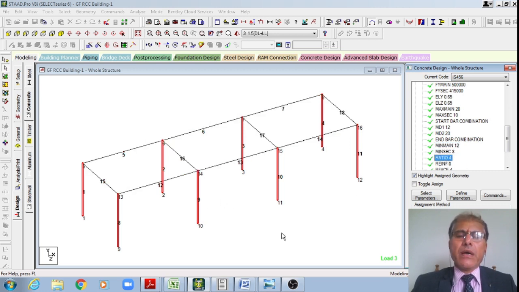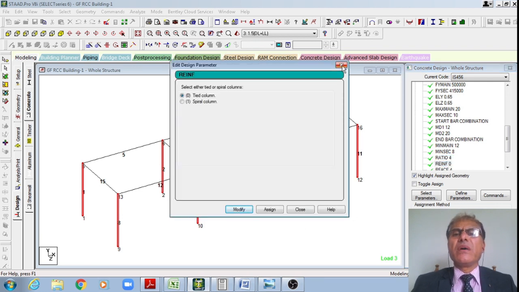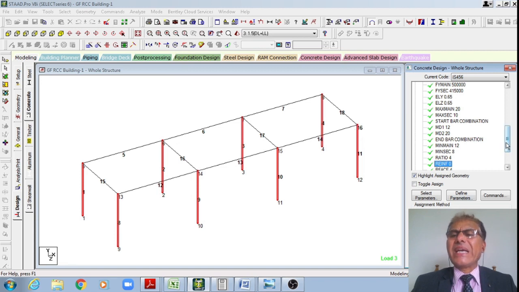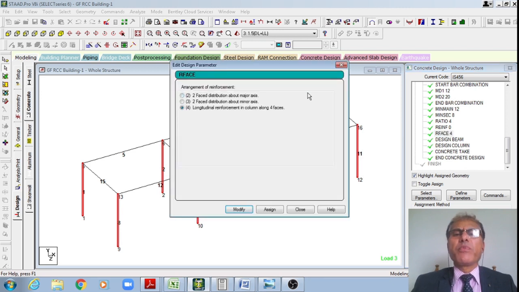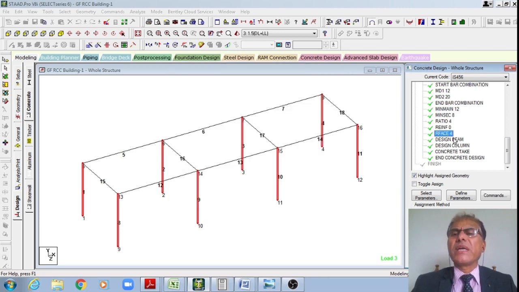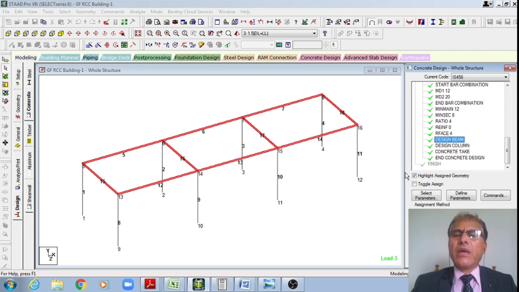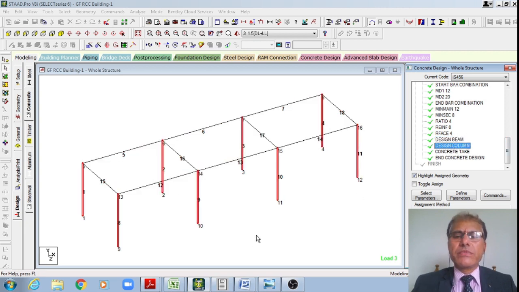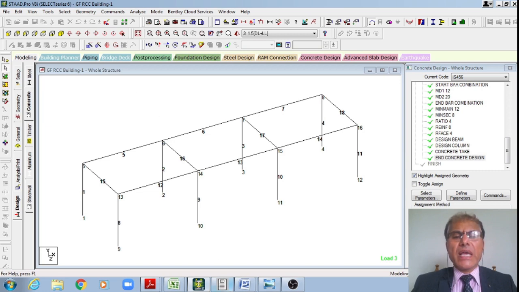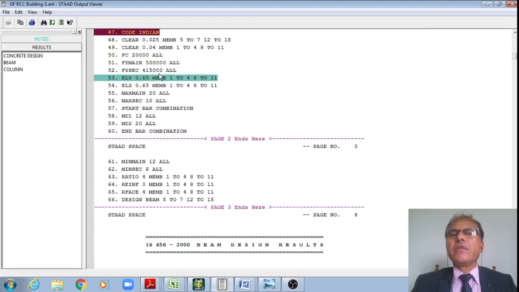And I'm saying the maximum percentage of steel is equal to 4, and reinforcement 0. Reinforcement 0 means the ties, not the spiral stirrups. R phase 4 means reinforcement provided equally on four sides. Therefore, using that, now I'm saying design these beams and design these columns and concrete take. Once I click analyze, now you can see that just in one moment I got the analysis, student.